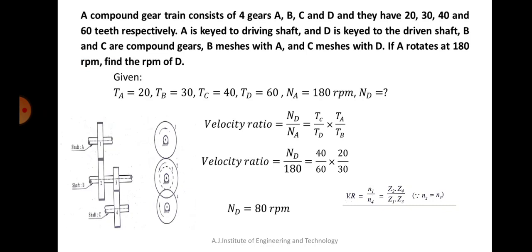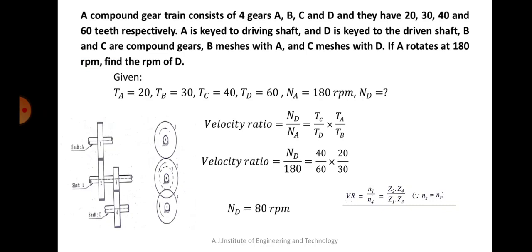So in between that you have gears B and C, which are compound gears which are connected to a common shaft. So B meshes with A and C meshes with D. Okay, this is the same sketch what I have told you at that time. A is in mesh with B, C is in mesh with D. B and C are separate but they are connected with the common shaft. Now the question is, if A rotates at 180 rpm, find the speed of D.